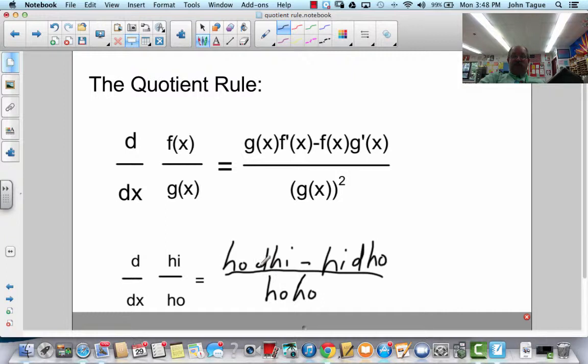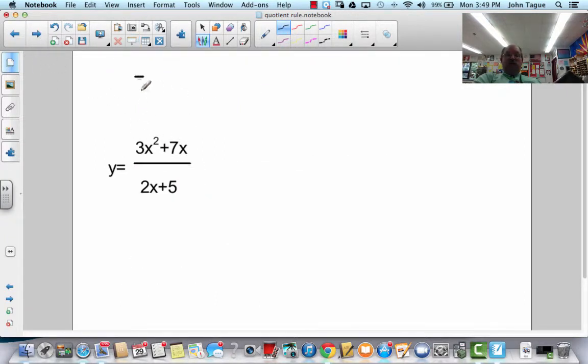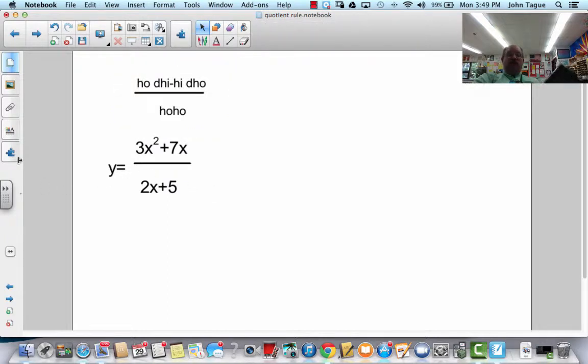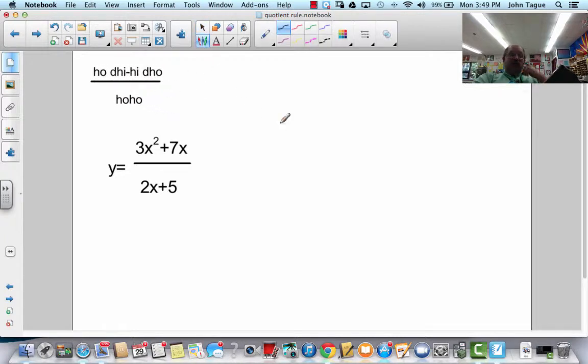That's the quotient rule in sort of a way that's easy to remember. If you like, g of x times f prime of x minus f of x times g prime of x all over g of x squared, that's great. But ho d hi minus hi d ho over ho ho sort of works. You know, think hi ho, hi ho. All right, anyway, off we go. So there it is, the quotient rule right there. Ho d hi minus hi d ho over ho ho. Okay, love it, live with it, learn it, go.